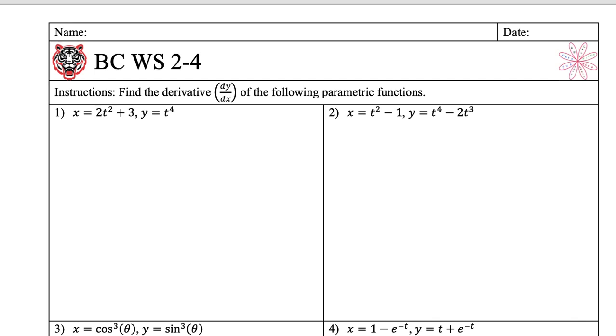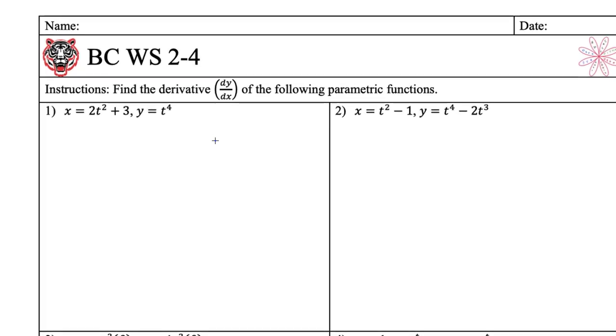Alright, so we are in AP Calculus BC, worksheet 2-4. Our instructions say we need to find the dy/dx derivative of the following parametric functions. And again, these should all be in terms of x for our final answer.